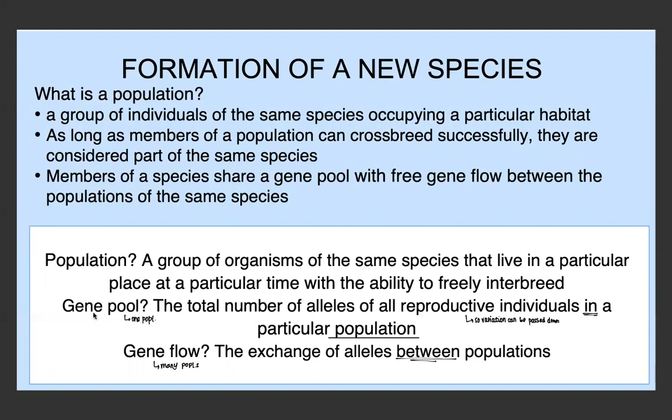A gene pool is the total number of alleles of all reproductive individuals in a particular population. So going back to our lion example, the gene pool of the Kruger lions is not the same gene pool as the gene pool of the Zambian lions, because the gene pool only occurs for a particular population. When we talk about gene flow, this is the exchange of alleles between populations. And obviously when gene flow occurs between different populations, it will increase the gene pool of each population because there are more different alleles coming in. So it increases the diversity.